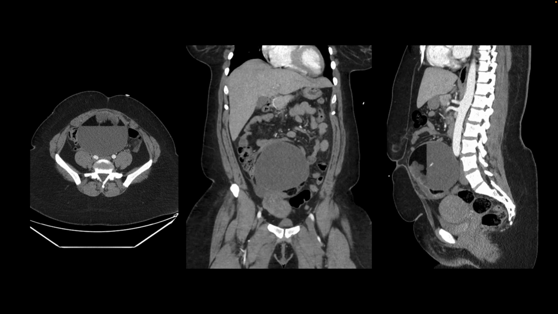This is our first patient. They presented with a mass in the pelvis, and this mass is complex cystic, and it's a female patient. We can see on the sagittal image the uterus and the urinary bladder.